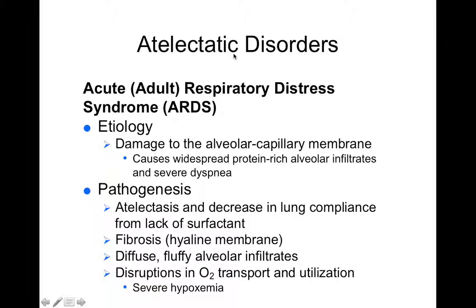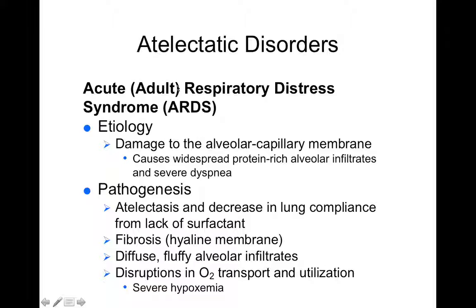So the first atelectatic disorder we're going to talk about is acute respiratory distress syndrome, or ARDS. This is where you have damage to the alveolar capillary membrane, causing widespread protein-rich infiltrates that cause severe dyspnea, shortness of breath. This decreases lung compliance from a lack of surfactant, also leads to fibrosis, and ultimately leads to disruption in oxygen transport. Okay? And you get these diffuse, fluffy alveolar infiltrates.